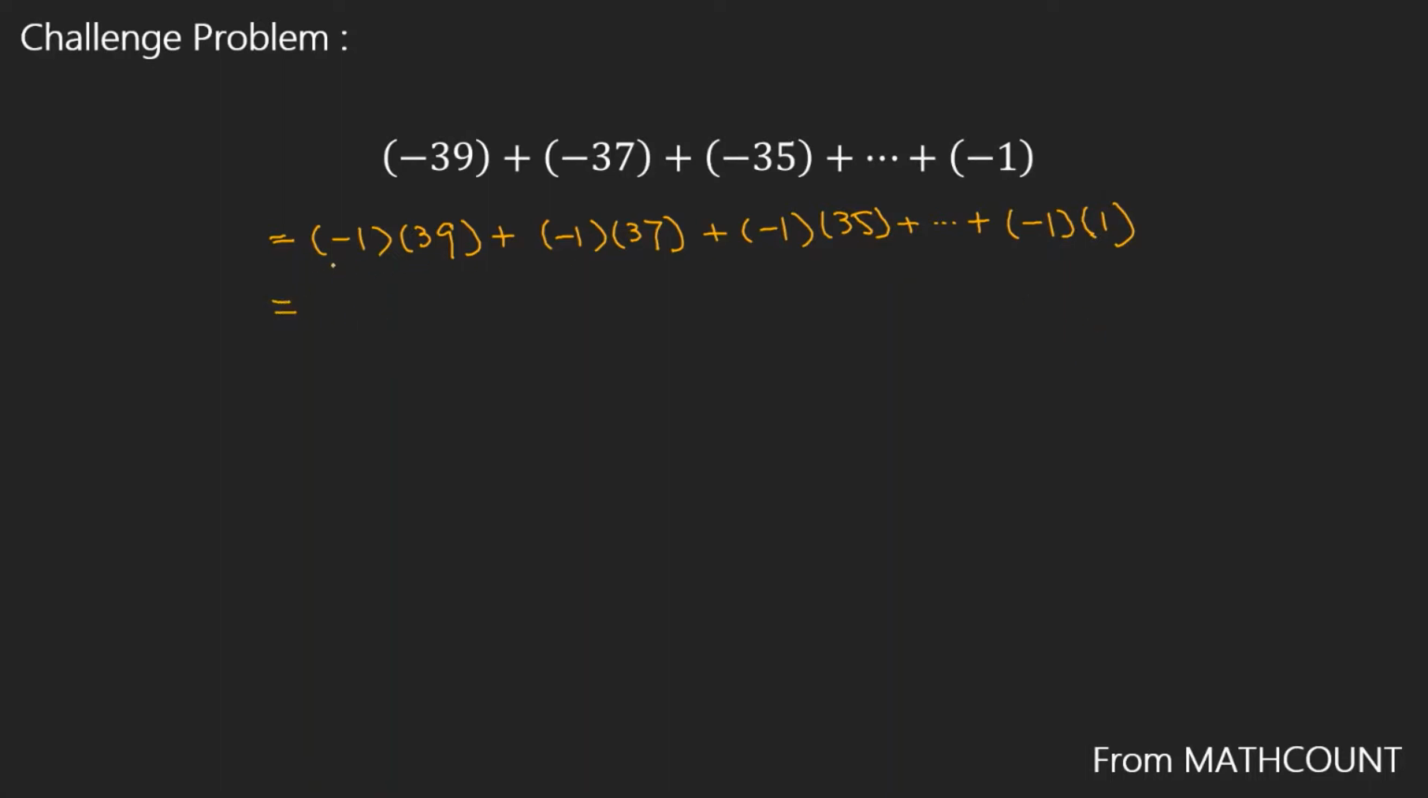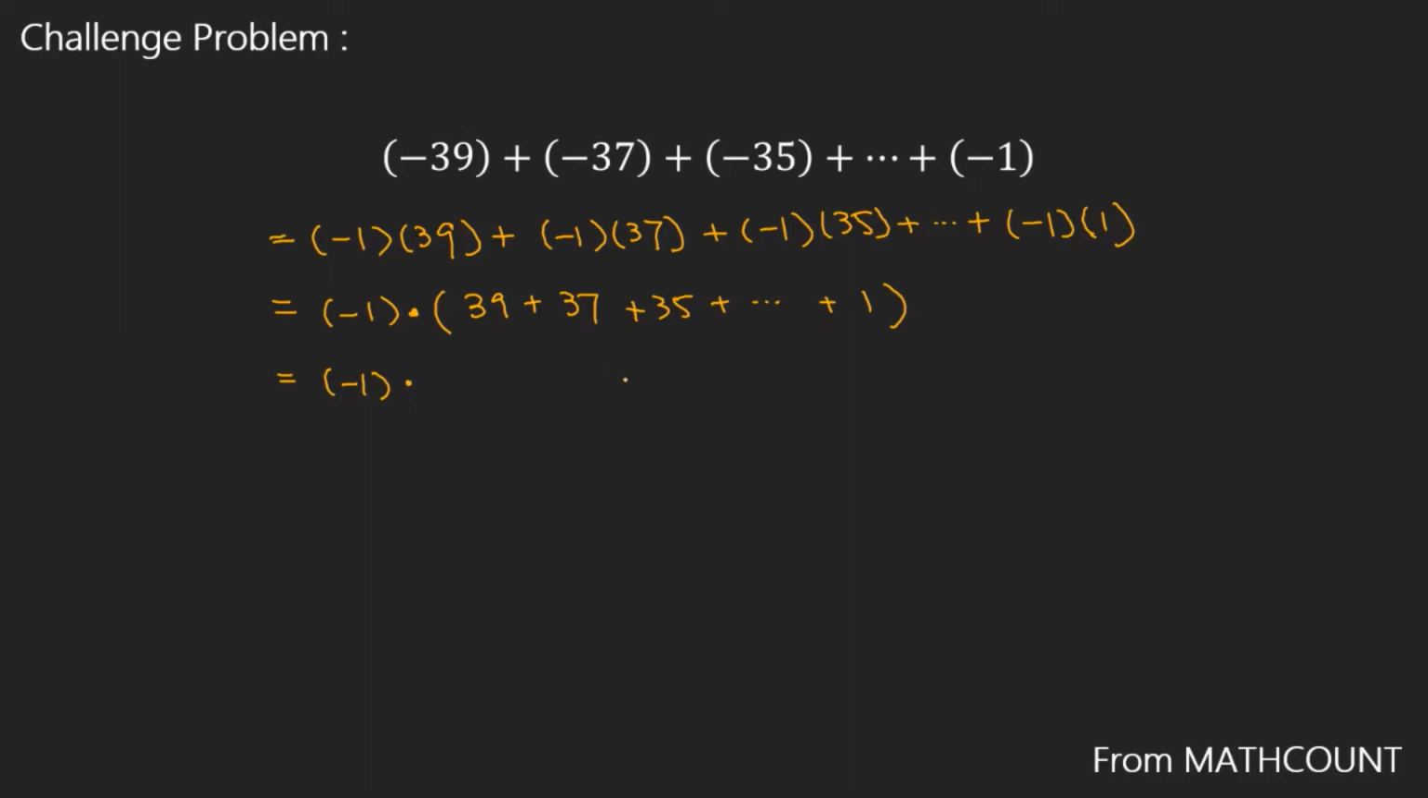So here you can see that negative 1 is in each term, so it's common. That means we can factor it out. To factor it out, we have negative 1 multiplied by 39 plus 37 plus 35 plus so on and so forth plus 1. And this 1 is the 1 that was left in here. Okay. So now let's take a look. We want to know the sum of this term. So let's first copy down the negative 1 and put it on the side.